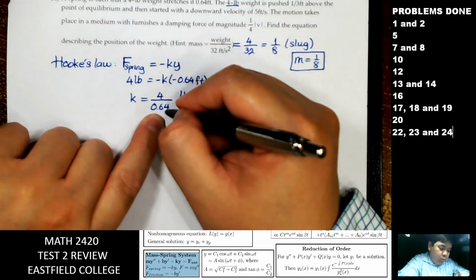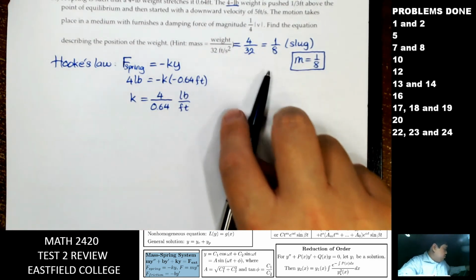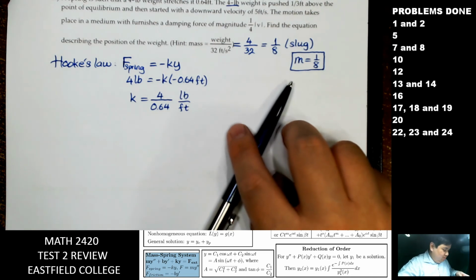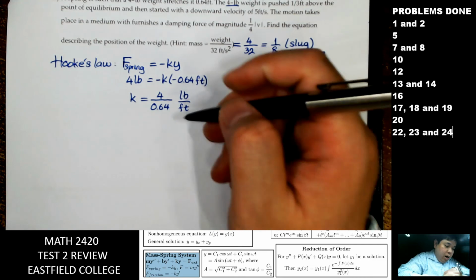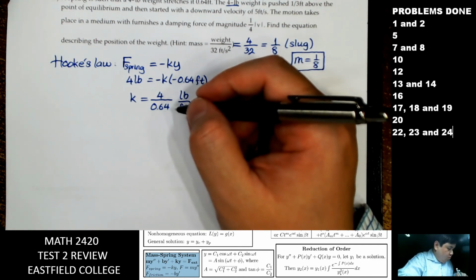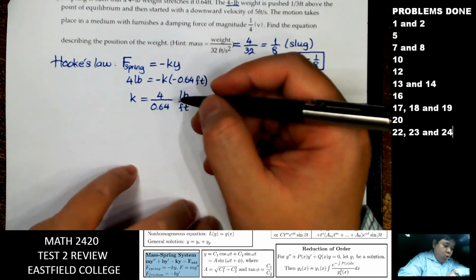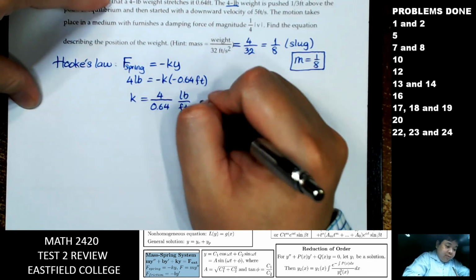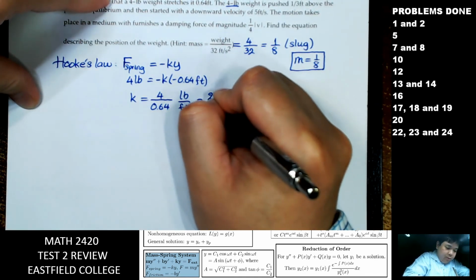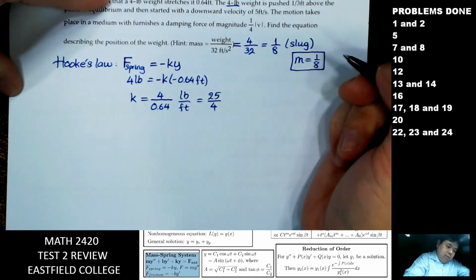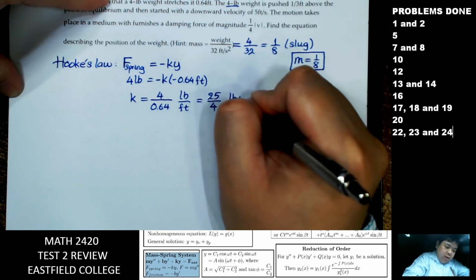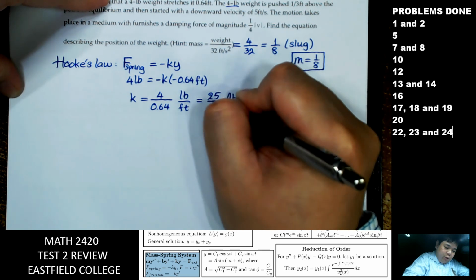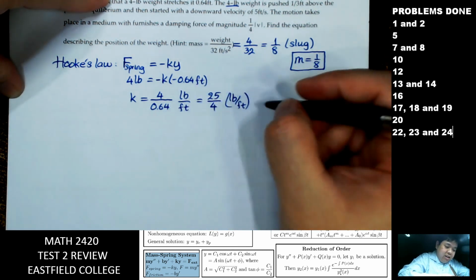Move the decimal 2 places to the right. That's why I have a calculator. That gives 25 over 4, and we have pounds per foot. So that is k.